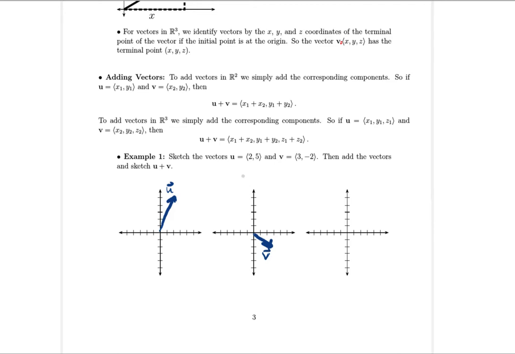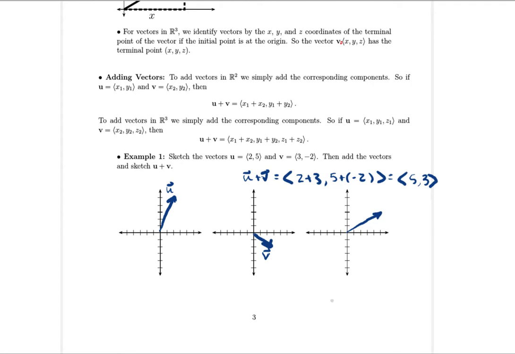All right, so then u plus v. Well, first let's do it algebraically. u plus v is going to equal 2 plus 3, the x components, and then comma 5 plus negative 2, which gives ⟨5, 3⟩. What that should mean is that if I go over 5, up 3, that is u plus v. Now let's take what we learned at the beginning about how to show vector addition geometrically, and make sure that it bears out here.